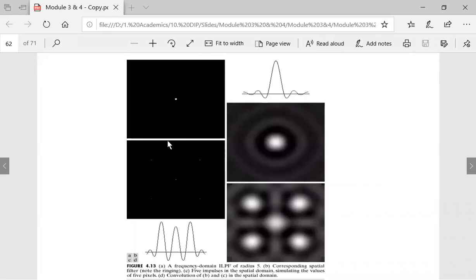So these are some of the examples. We are seeing two sides here. This is a small dot and a small dot more than this one, and how it actually works in the frequency domain. ILP, the full form is ideal low pass filter of radius 5, and the corresponding spatial filter with 5 pixels is done here. Then the convolution of these two is given here. This we have seen in MATLAB when we were studying in the class, that is how the spectral works.